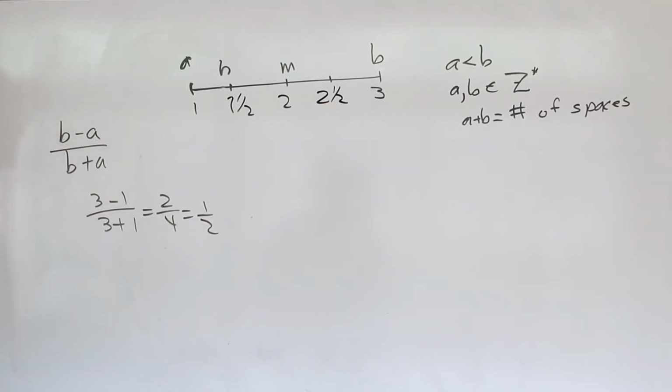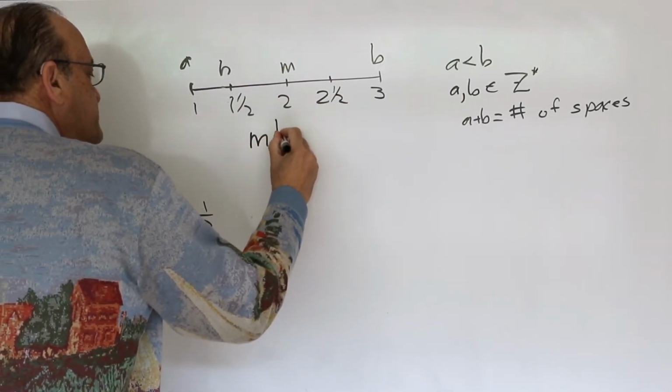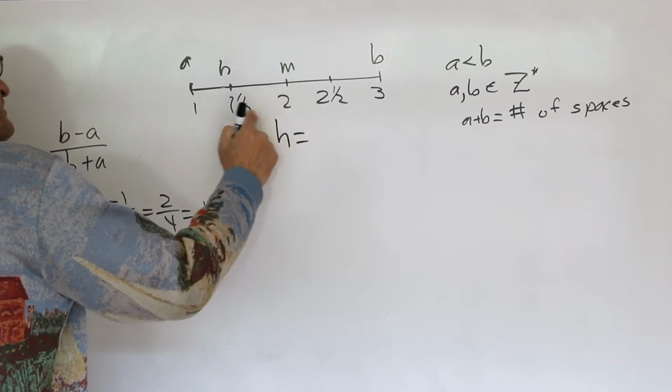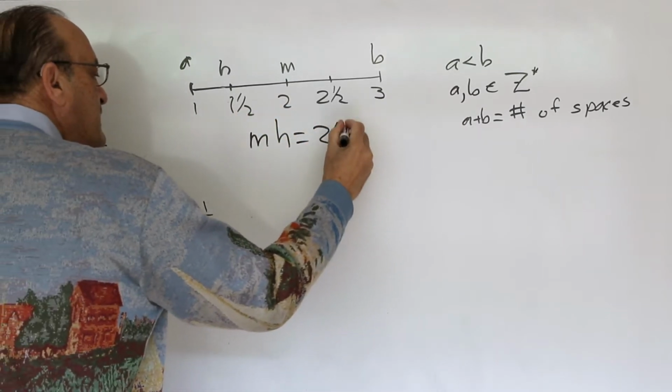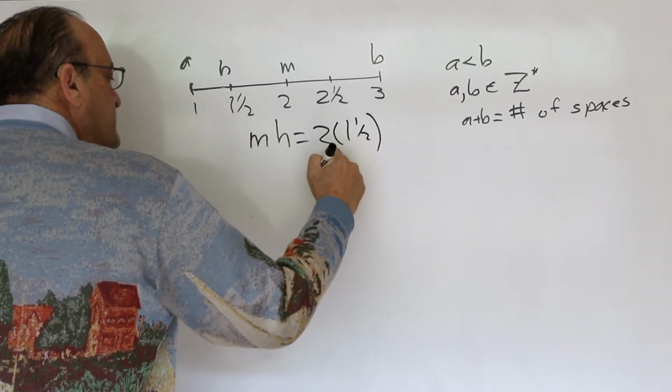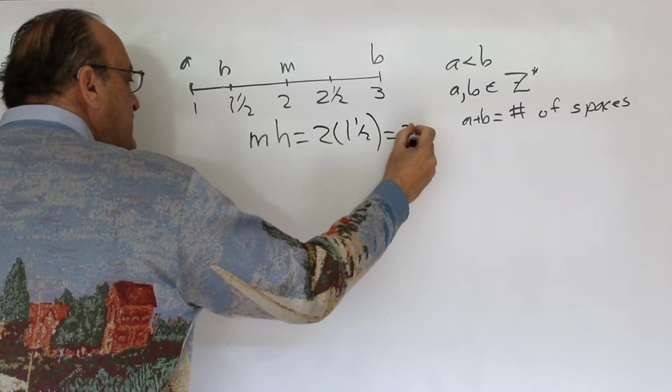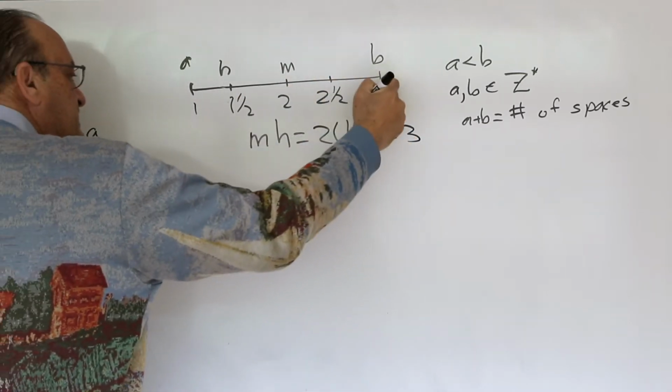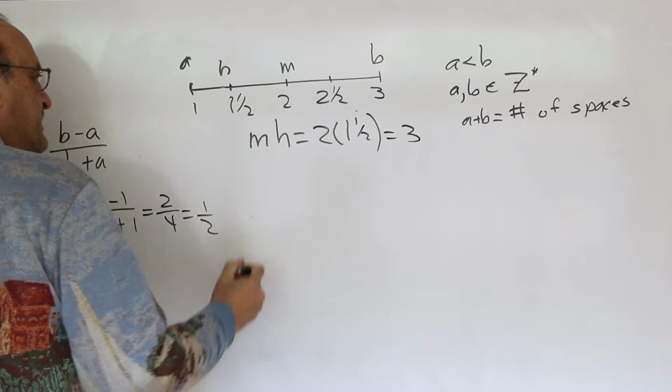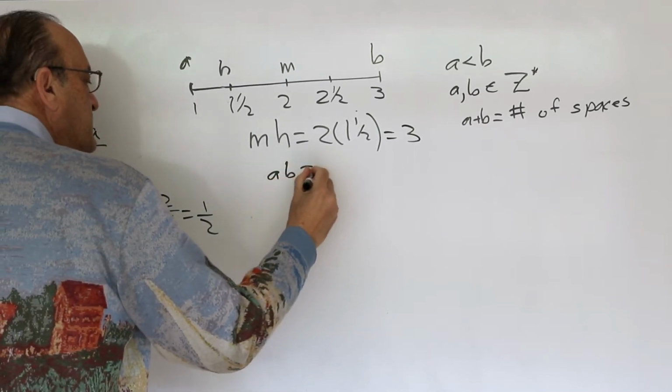So the student can fill that in and then do a multiplication. M times h. Well, m times h is 2 times 1.5. 2 times 1.5 is 3. And notice that a times b is also 3. So we're verifying that a times b equals m times h.